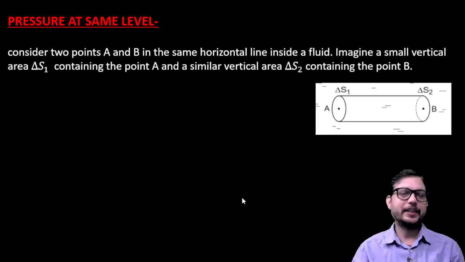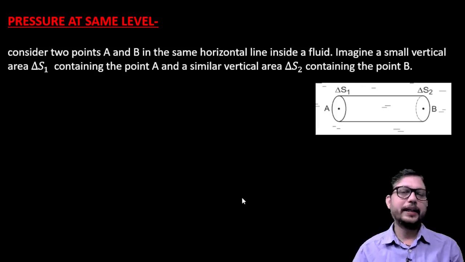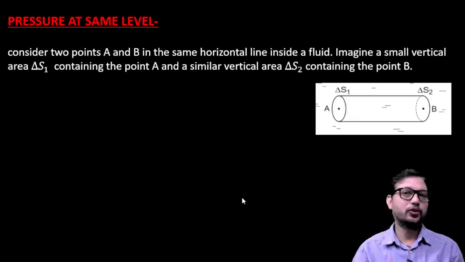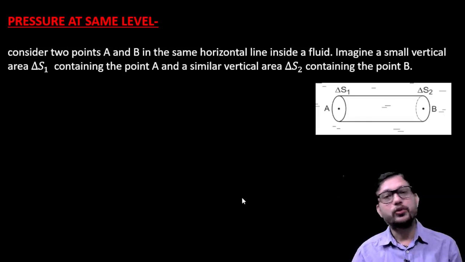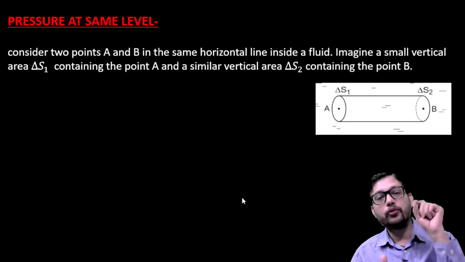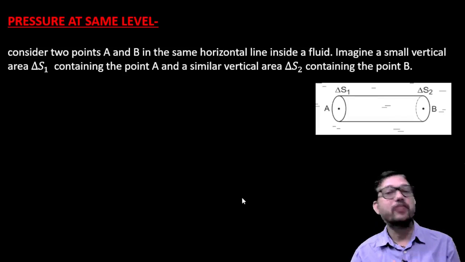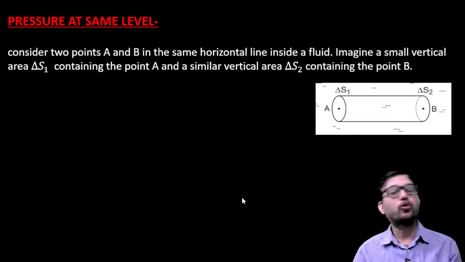In that chapter I have completed the introduction, explaining why we need to study fluid mechanics. After that we went through a property called pressure, and we also discussed that when one moves from one point to another in the vertical direction, the pressure changes by an amount of rho gh.